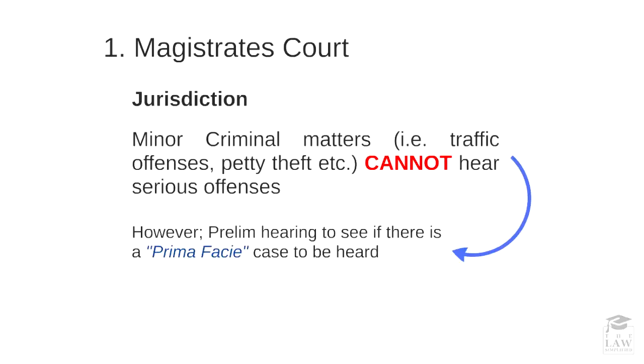The first court that we'll consider is the Magistrates Court, or a first instance original court. The jurisdiction that a Magistrates Court has is for minor criminal matters, for instance, petty theft, traffic offences. It does not have the jurisdiction to hear serious offences such as murder. However, there are instances where preliminary hearings are made for such serious offences in order to see if there's a prima facie case to be heard, whether there are enough facts or enough evidence for a case to start proper.